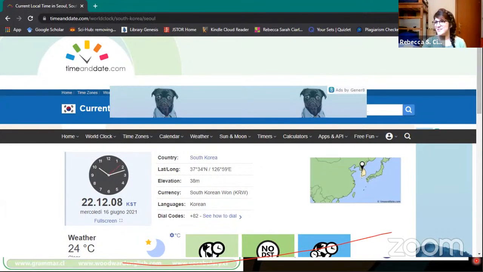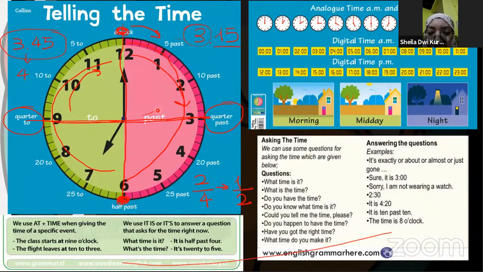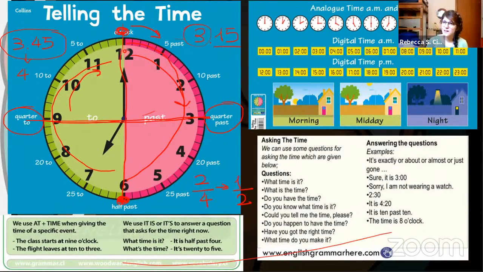It's not easy. It just takes some practice. But remember that in the first part, in the first half, Miss, you use past. And in the second part, you use to. Okay. So in this case, you said 22:07, right? Let me type it in the chat. This is the time you said, right?